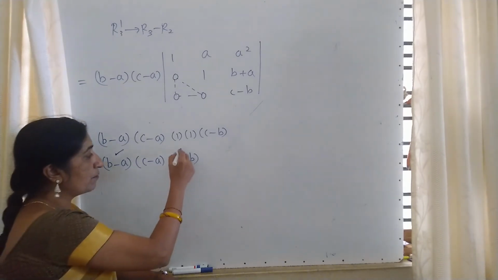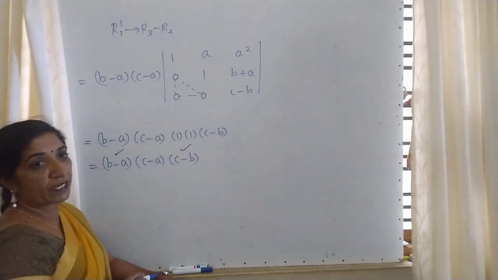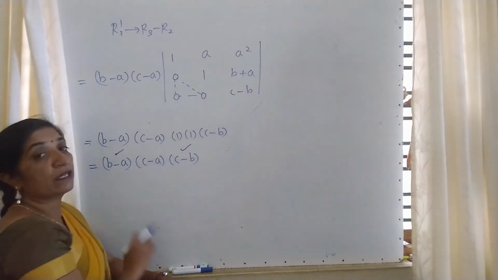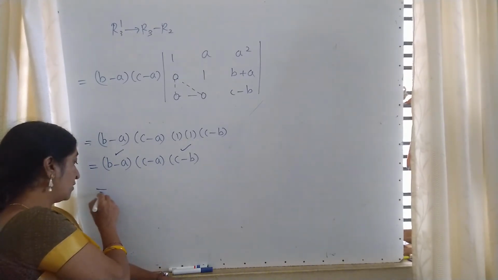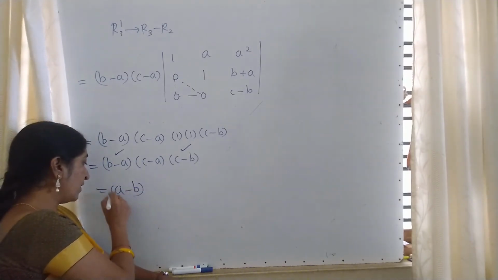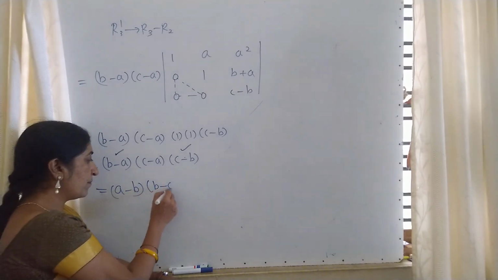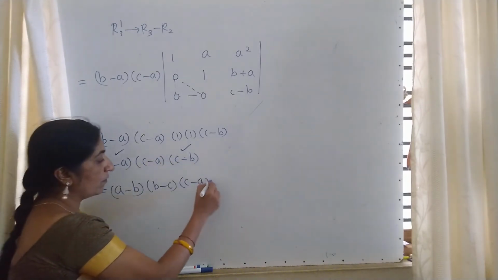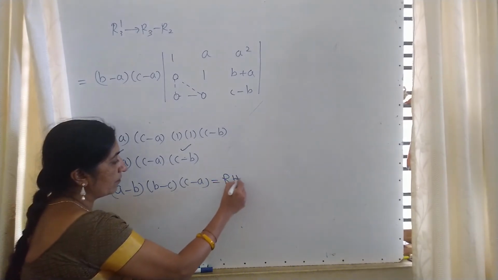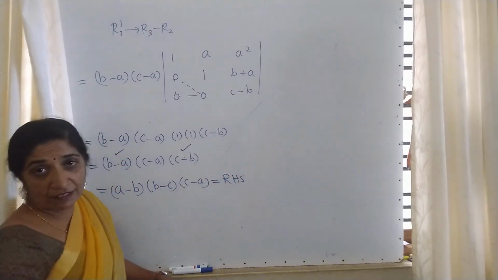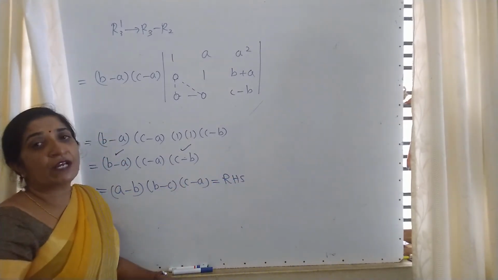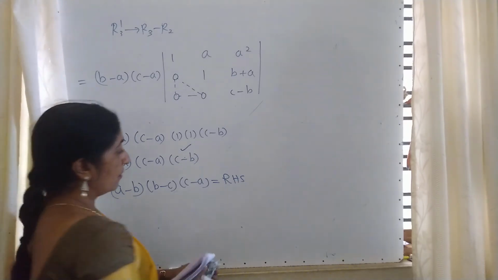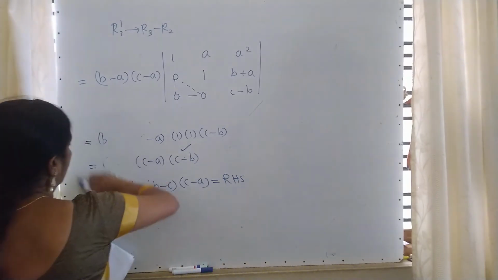Next element is b minus c. So here also I am taking minus common. This minus and this minus become what? Plus. So it becomes a minus b. This becomes b minus c and this as it is. So here minus common, here minus common. Minus into minus becomes plus. See, is it simple or what? Like that we are solving the examples. Moving to the next one.